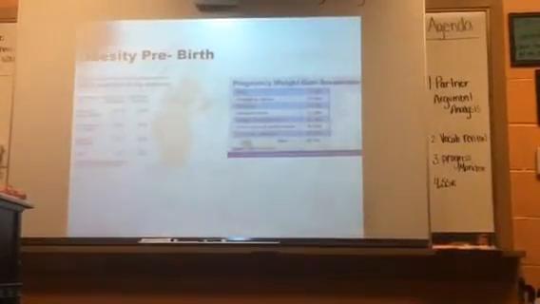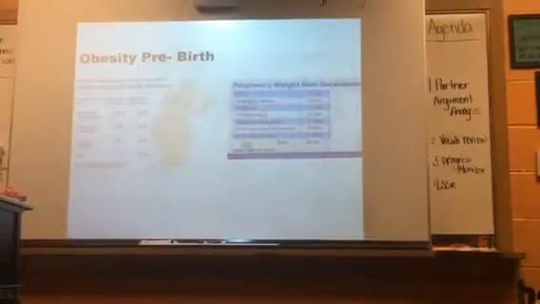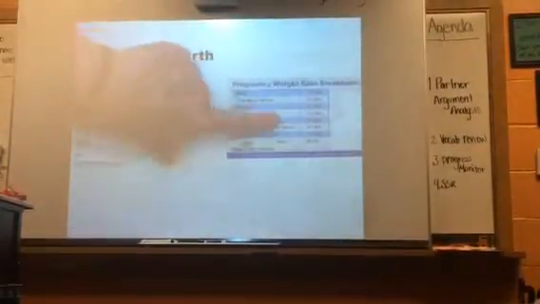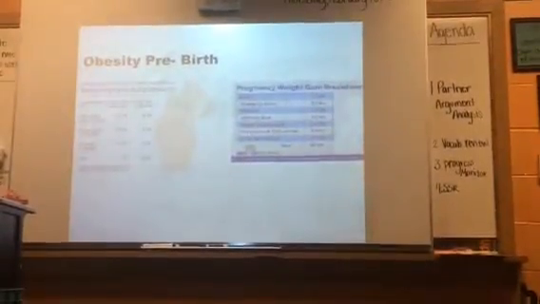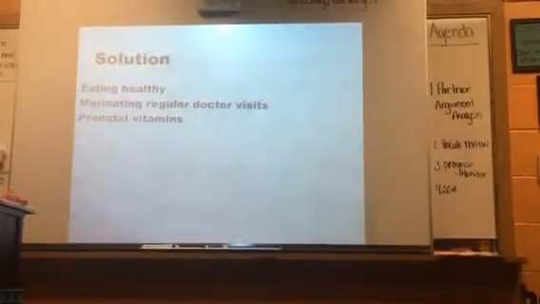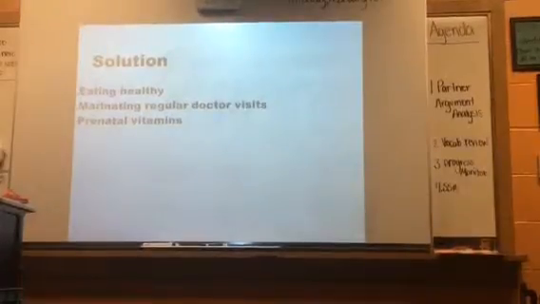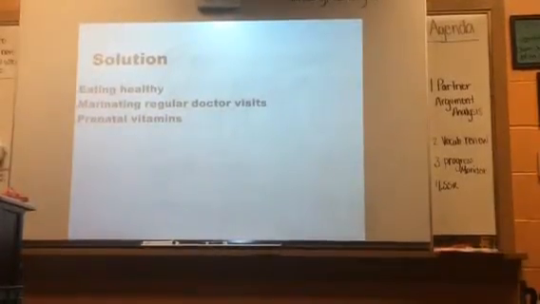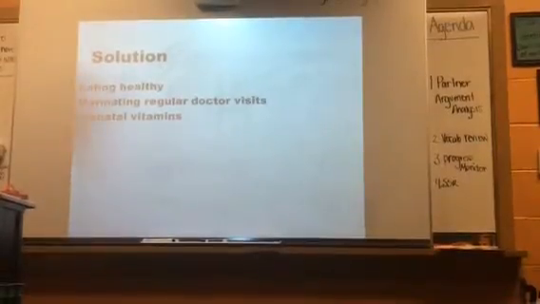Obesity pre-birth. This diagram is basically describing what a healthy weight is during pregnancy, and over here is where the weight goes. So obviously 7 pounds to the baby. So a solution to this: of course, mothers should eat healthy, maintain regular doctor visits, and keep up on their prenatal vitamins.